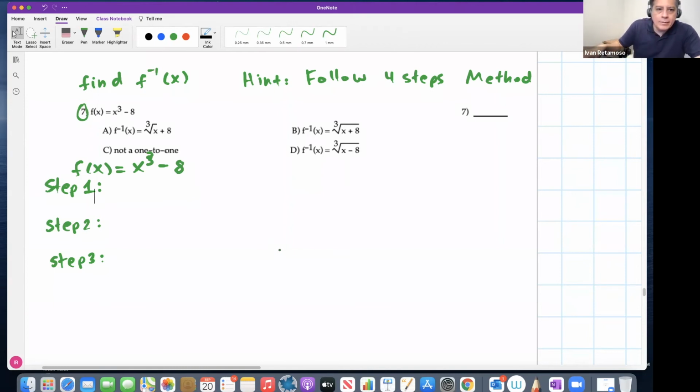And then we'll talk about property. Okay, guys, let's do it together, okay? Step 1 says change f of x for a y, right? y equal x cubed minus 8.